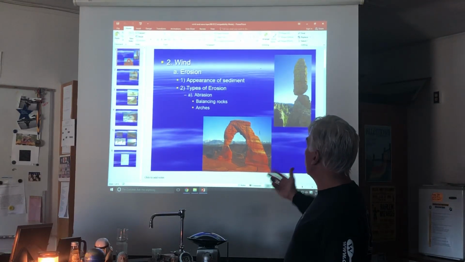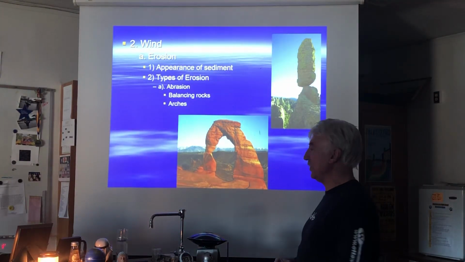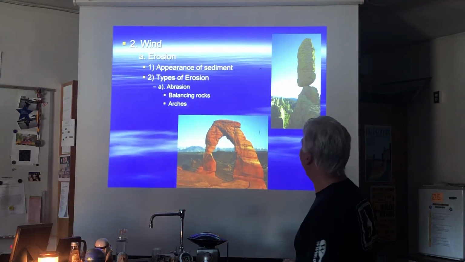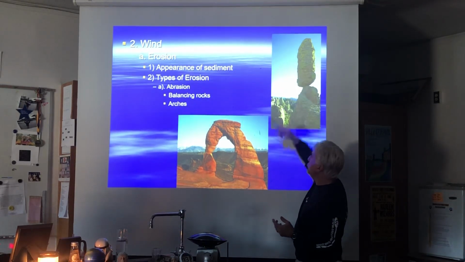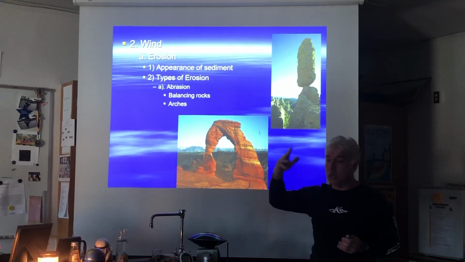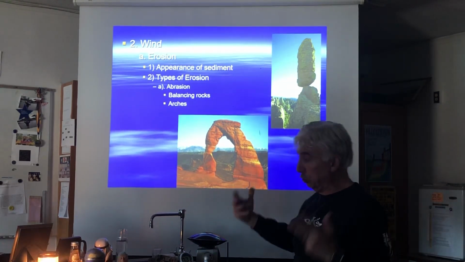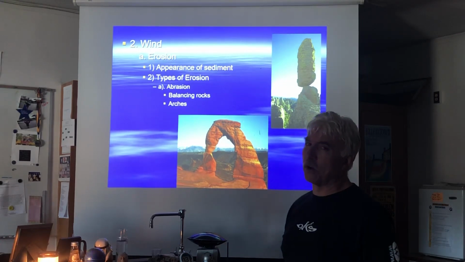The types of erosion are the scraping, which is called abrasion. Thank you very much, assistant. And also, close to the ground, you're going to get more action of that sediment hitting the rocks, and you get things like balancing rocks, because that's where most of the sediment, the loose sand, is sand blasting away. I mean, that could be a very, very powerful thing.